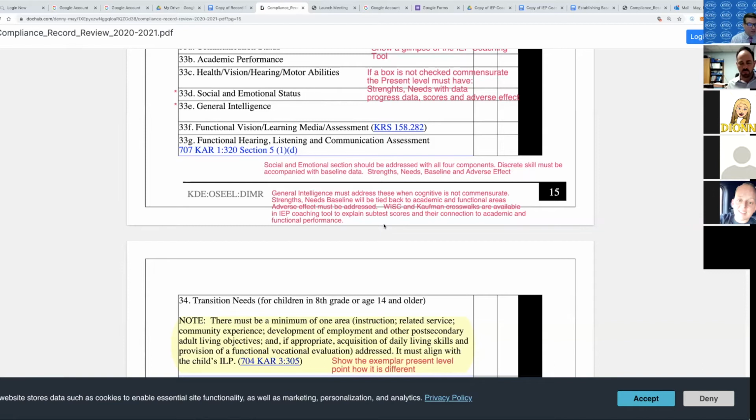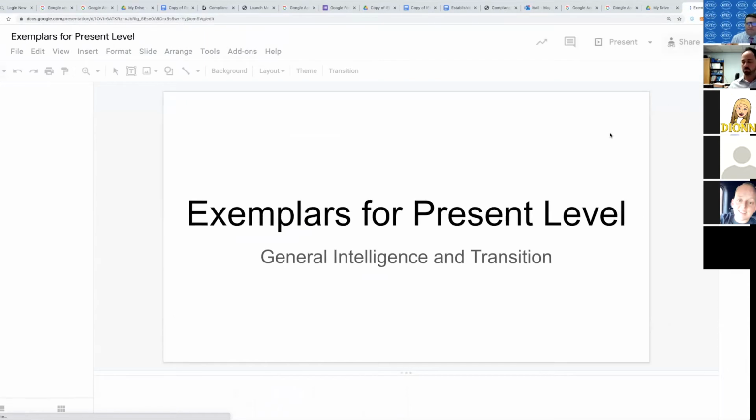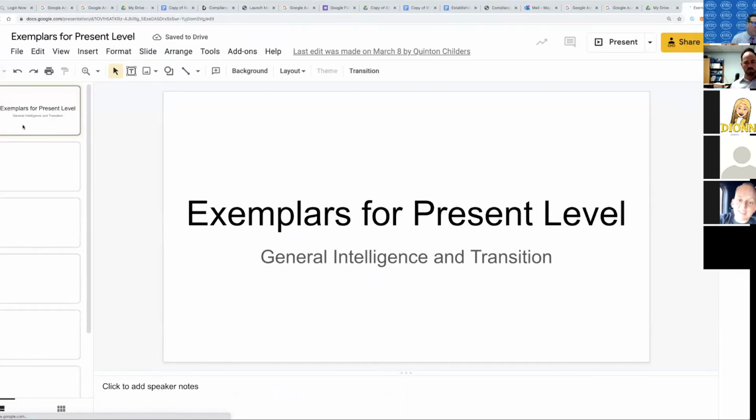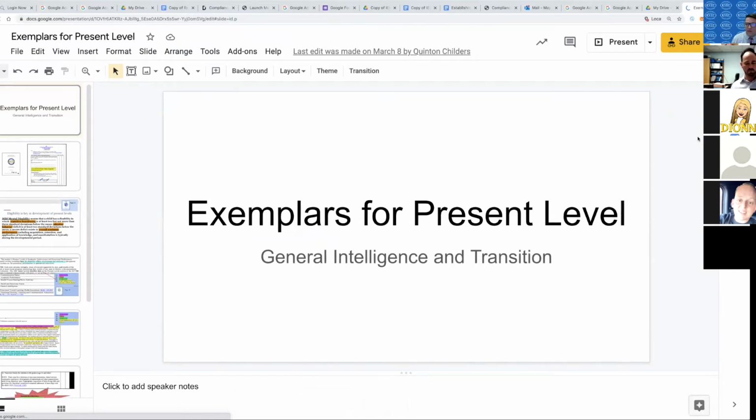Now, general intelligence is something totally different. We don't write goals from general intelligence, okay? So how do we provide progress data for this area? Because these present levels are a little different, we want to show you some of what we think needs to be done with the present level in general intelligence.